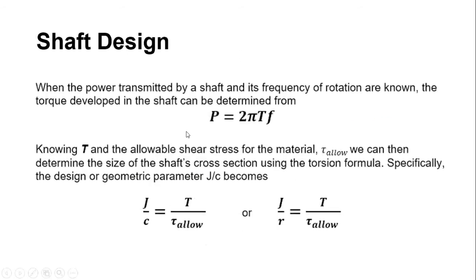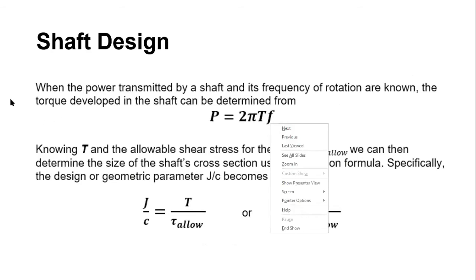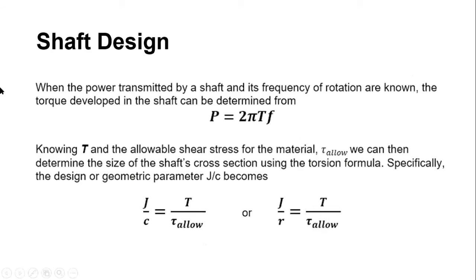So for shaft design, gamit yung formula na from ano natin, power transmitted. Sabi dito, knowing T and the allowable shear stress for the material or tau allowable, we can determine the size of the shaft's cross-section using the torsion formula. Specifically, the design or geometric parameter J over C becomes J over C is equals to T divided by tau allowable, or kung sa ibang reference book, J over R is equal to T divided by tau allowable.